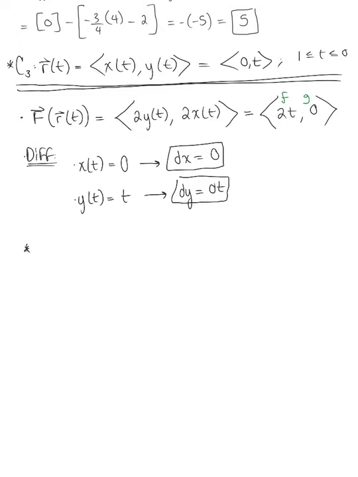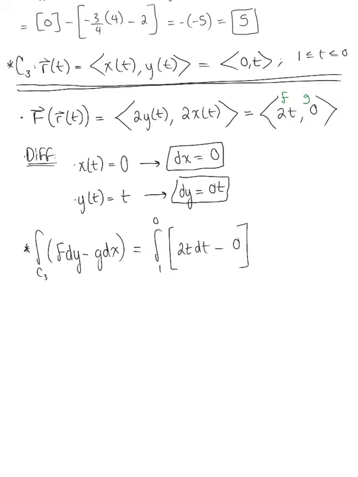And we're ready for our line integral. This is the line integral of the third curve, c sub 3, again, of f dy minus g dx. So we have the integral from 1 to 0 of 2t multiplied by dt minus 0. So this line integral simplifies to the integral from 1 to 0 of 2t dt. And integrating, we have t squared from 1 to 0. So that would be 0 minus 1, leaving us with a beautiful final answer of -1.